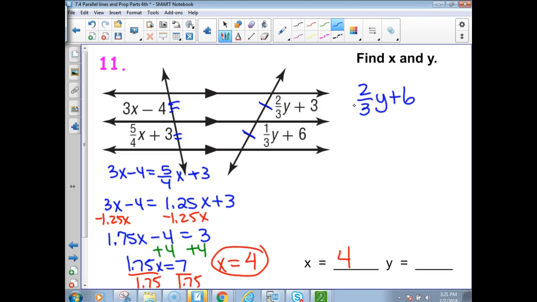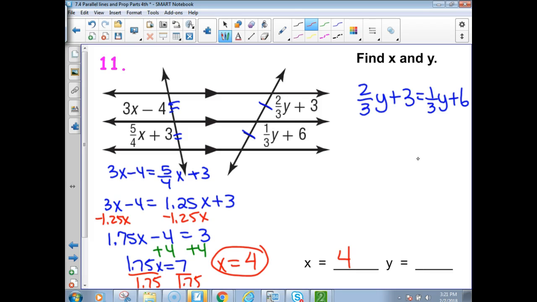2/3 y plus, oops, I wrote 6. What's it supposed to be? I did a boo-boo. 3. Those are equals 1/3 y plus 6. And that's the only reason I said that, is just doing the work with me and not writing it down and zoning out helps you learn.